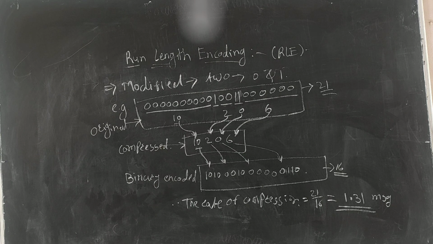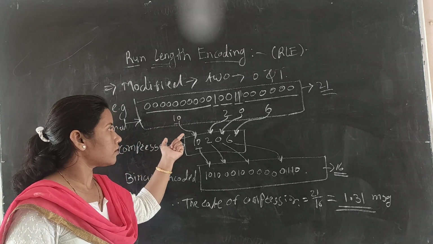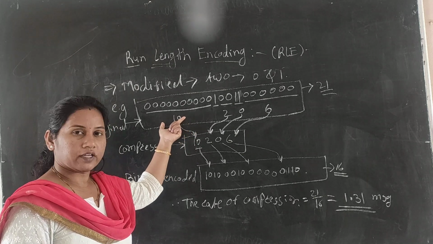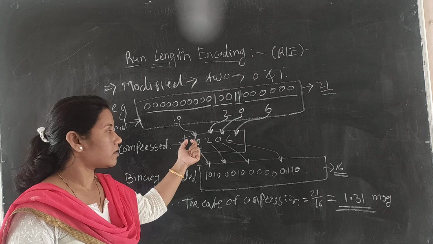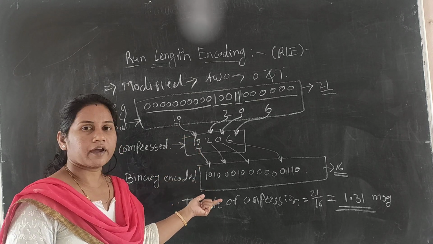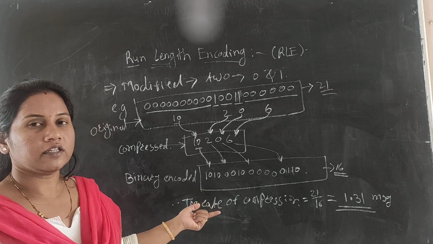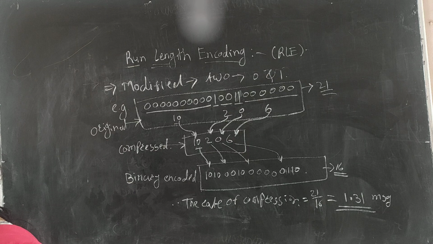Up to this point we have seen this method for two alternating symbols. When we require 21 symbols in the original format, that data is compressed and encoded in binary, and at the output side we get the message in compressed form with a rate of 1.31.